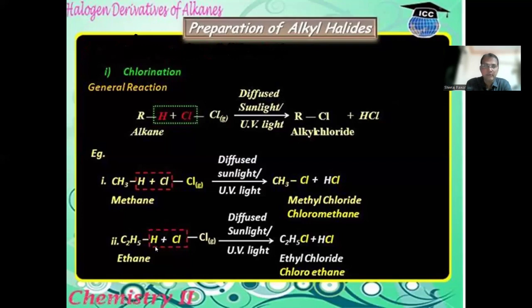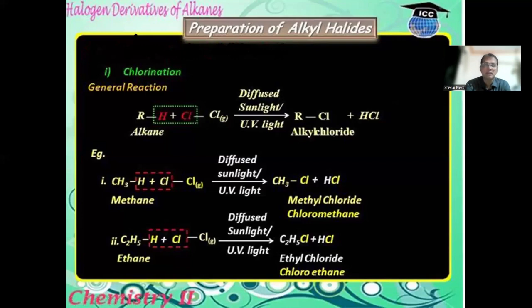Second example, ethane on chlorination in presence of diffuse sunlight or UV light. The Cl will replace a hydrogen atom to form C2H5Cl plus HCl. The product name is ethyl chloride or chloroethane. So this is a very simple reaction: chlorination of alkane forms alkyl halide.